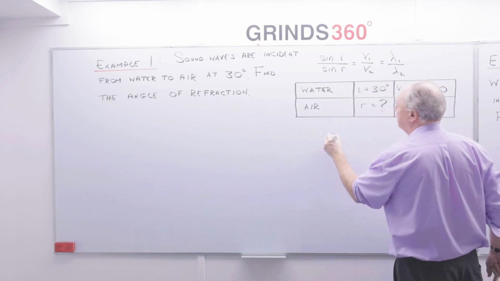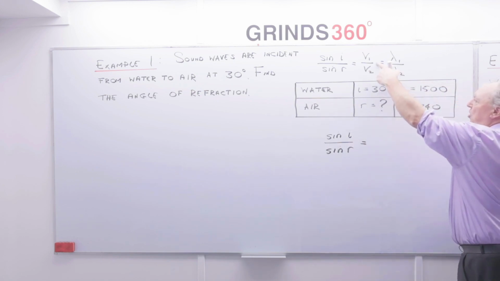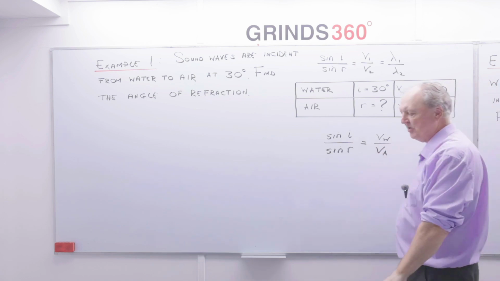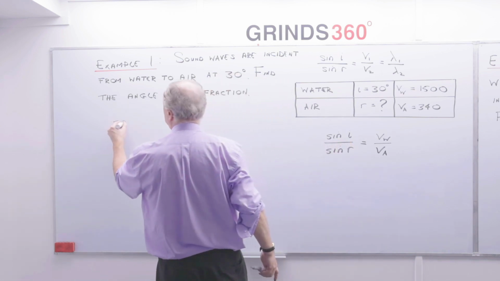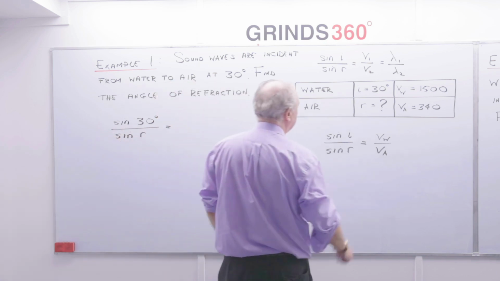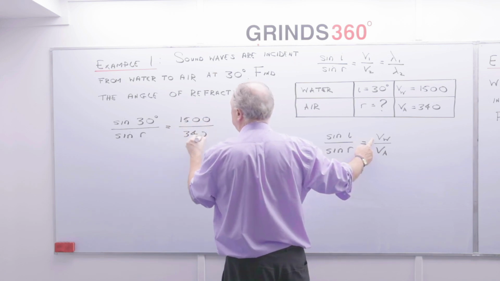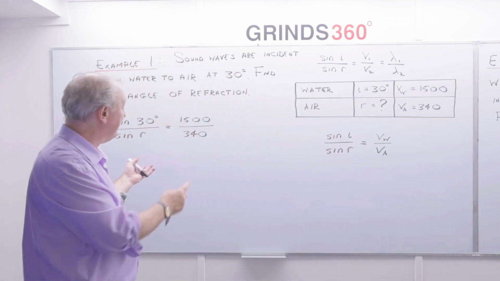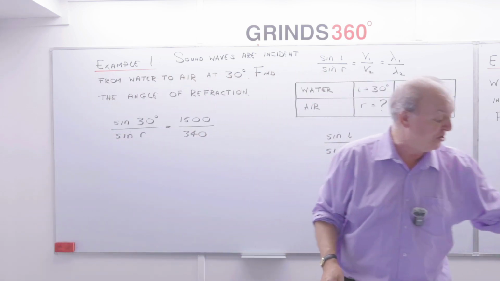I've got sine I divided by sine R, and that's equal to V1, which is VW, divided by the air, VA. So there's my formula. Let me now put the numbers into it. So it's sine I, sine 30 degrees, all over sine R, is equal to VW, 1,500, divided by VA, 340. The kind of maths you need to be able to do for higher level physics is solving something like that. Can you manipulate the formula? And can you find R on its own and then use your calculator?